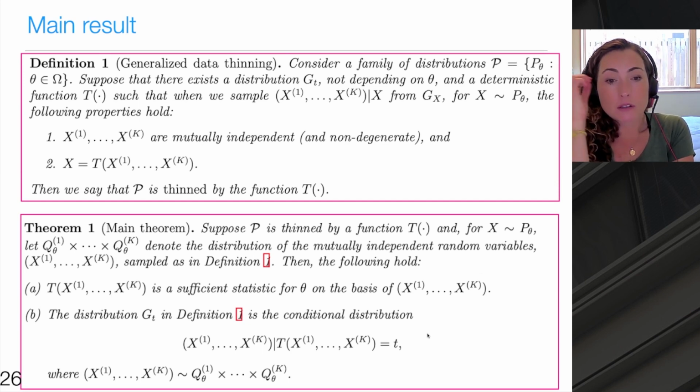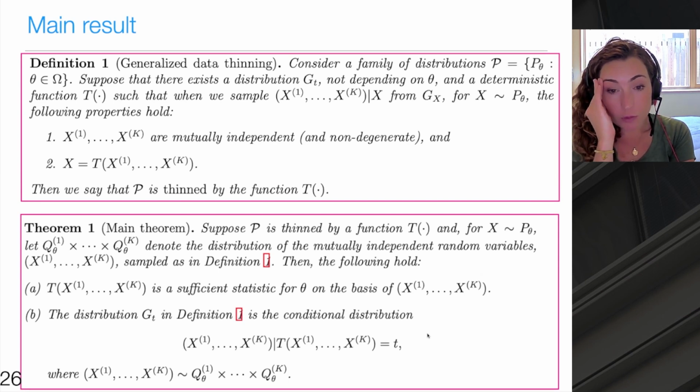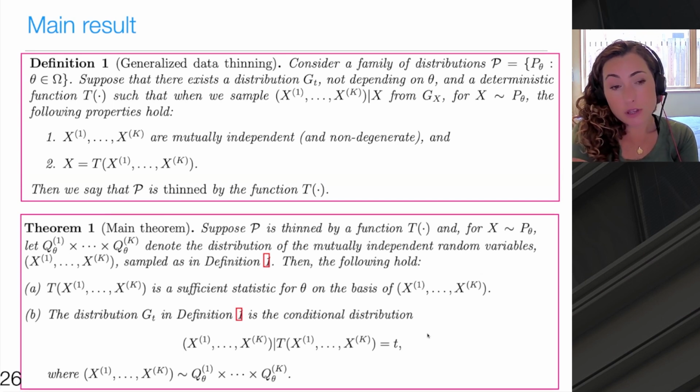So this theorem says that if I have a family of distributions P that's thinned by a function T, and we're going to let Q theta 1 through Q theta K denote the distribution of the mutually independent random variables sampled as in definition 1, well, then the following holds. First of all, T of X1 through Xk has to be a sufficient statistic for theta. And that's part A of theorem 1. So part A of theorem 1 says that T of X1, Xk is a sufficient statistic for theta.